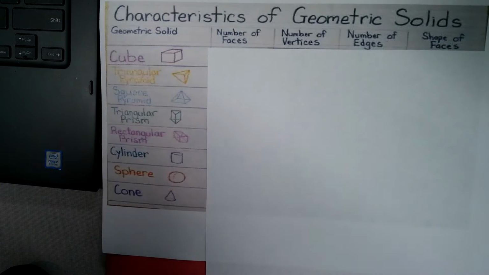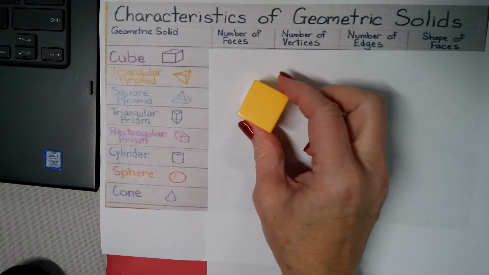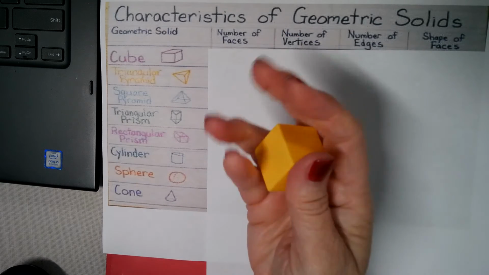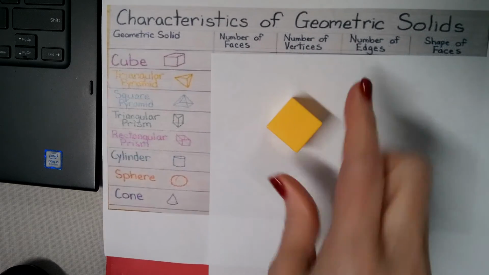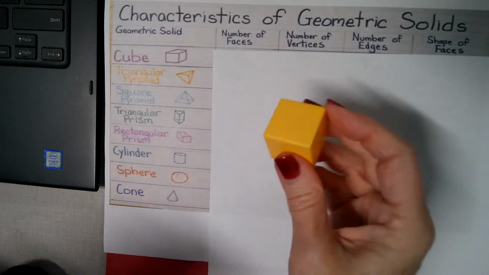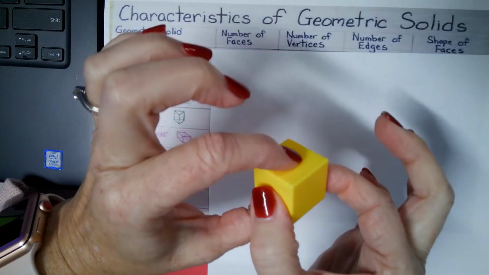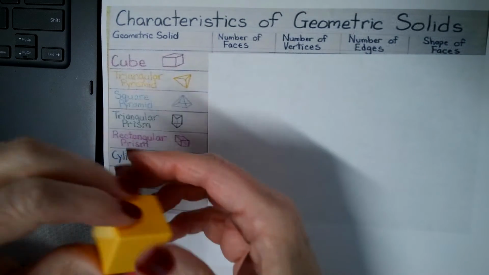Okay, so the first shape they have here is a cube. Now a cube you can think of like a dice or our counters that we use, the tens and ones. The ones are usually a cube shape. So the faces, remember, are your flat sides of a 3D shape. So if I count the flat sides, I have 1, 2, 3, 4, 5, 6. So this has 6 faces.